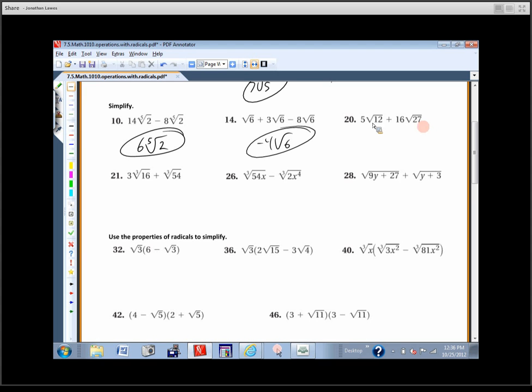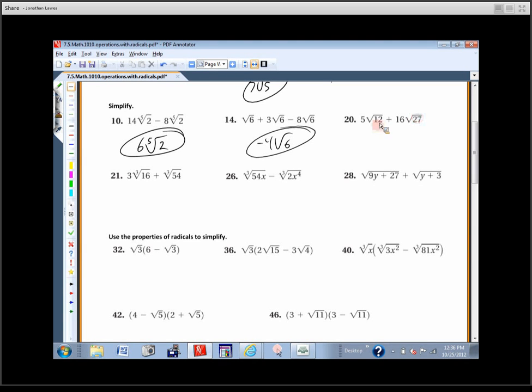These are both square roots, so they might be the same, but this is a 12 and this is a 27. So the radicands are not the same, but they're not simplified. So before you rule out the fact that hey, these aren't like terms, I can't combine these or anything, let's go ahead and simplify this.